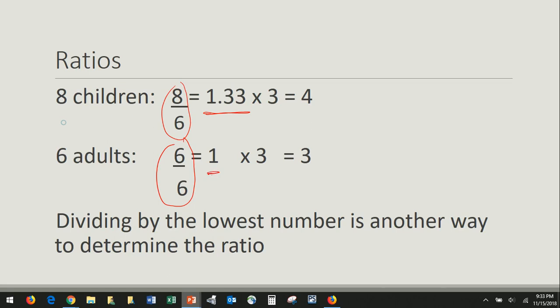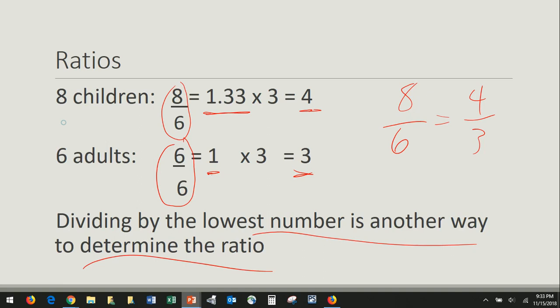And then if you multiply those by something to get them to be a whole number, you would use 3, because 3 times 1.33 is 3.99, which is essentially 4, and 3 times 1 is 3. And so you have a 4 to 3 ratio, which is the same thing you could get if you had 8 to 6, and you sort of reduce that, you would get 4 to 3 as well. All right. So this dividing by the lowest number is another way to determine the ratio.